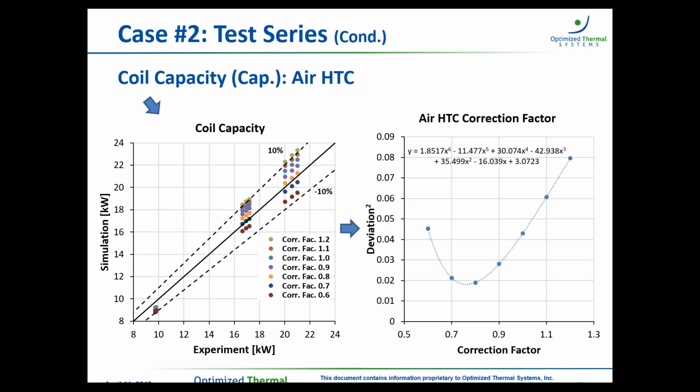If we take all of these errors and we take the sum squared error value for each series of 9 test points, or each correction factor, then we can find the point where the correction factor gives us the least error for all 9 points. And that happens right around here at 0.76 airside heat transfer coefficient correction factor. At this point, you have the least error in considering the whole data set.